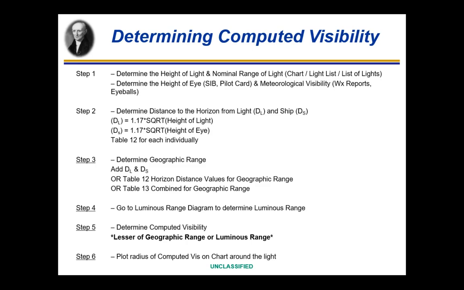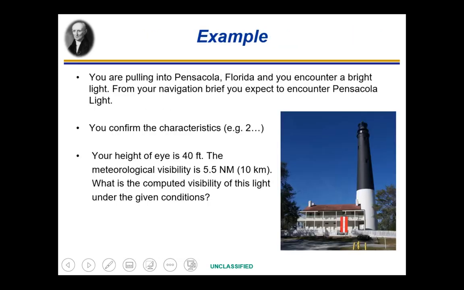So now that we know how to do that, once again, let's go ahead and work into an actual problem. In this example, you're pulling into Pensacola, Florida, and you encounter a bright light. From your navigation brief, you expect to encounter Pensacola light. You confirm the characteristics. Your height of eye is 40 feet. The meteorological visibility is 5.5 nautical miles. What is the computed visibility of this light under the given conditions?